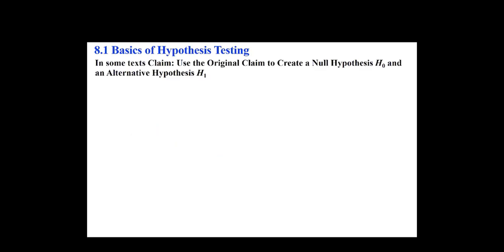In some text, it used the original claim to create a null hypothesis H0 and an alternative hypothesis H1. It really depends on the text that you're using. But as I mentioned, there is no limitation. Whatever the claim might be, H0 might be H1 according to the question that we come across. So we don't want to get bogged down by that.